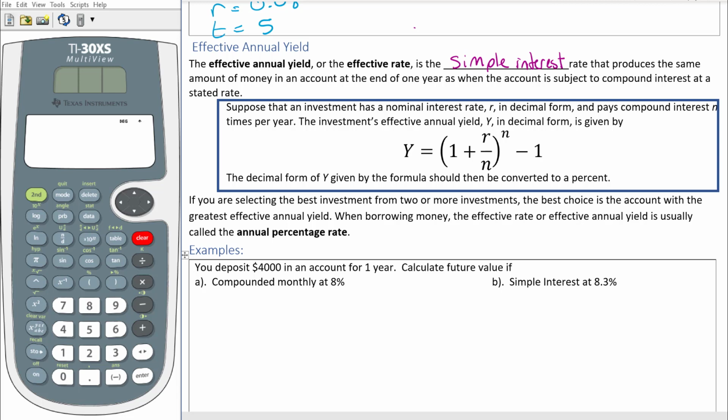So if you're selecting the best investment from 2 or 3 investments, the best choice is the account with the greatest effective annual yield. When borrowing money, the effective rate or effective annual yield is usually called the annual percentage rate.